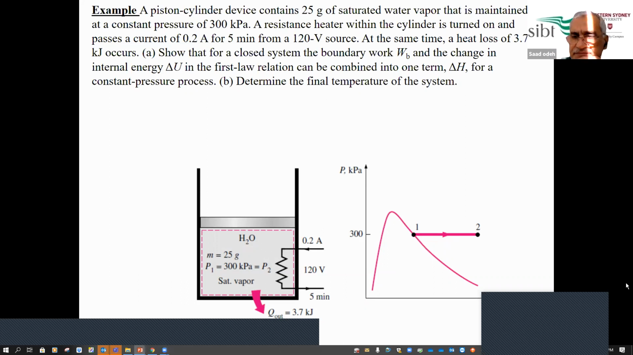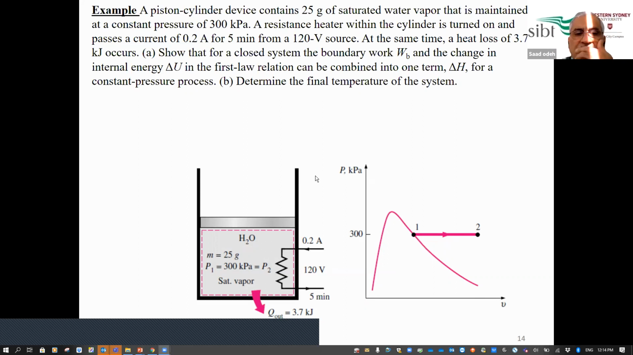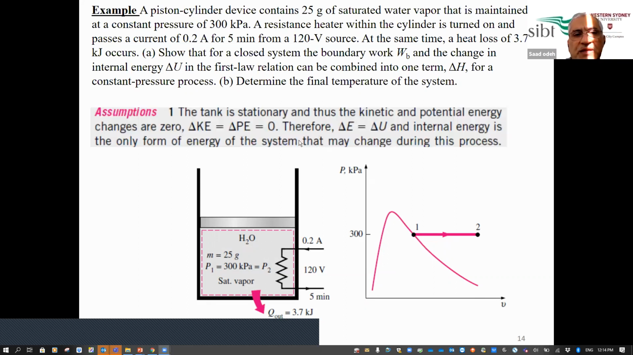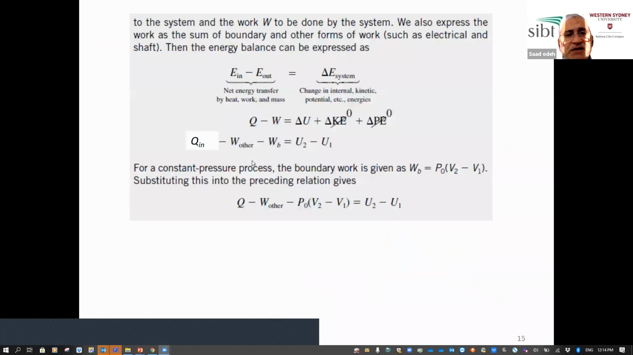So in this one here, as we know, delta E is 0 because we don't have change in kinetic energy or potential energy. So therefore, we can eliminate delta KE and delta PE. And we only say delta E is equal to delta U because this is where we change the internal energy of the gas, or sorry, of the saturated water vapor. Okay. So again, now how to find this?